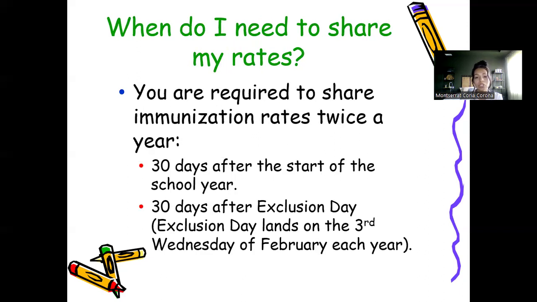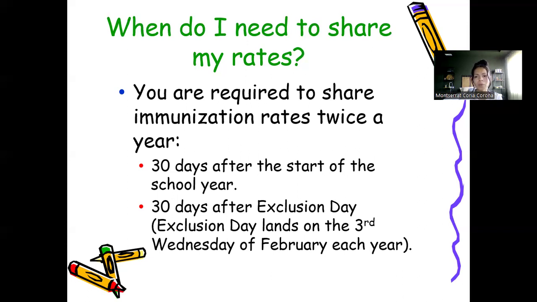And when do you need to share your rates? You are required to share your immunization rates twice a year, the first being 30 days after the start of the school year. For childcare sites that do not have a start and an end to their year, you're recommended to use the start date of your local school district. And the second time that you're required to share is 30 days after exclusion day. The exclusion date changes every year, but it will always land on the third Wednesday in February.